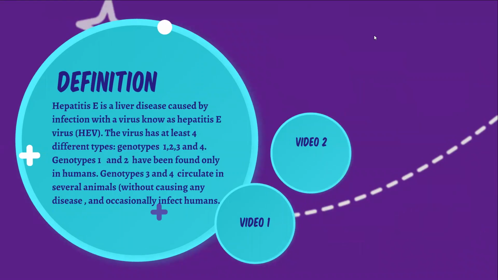Definition: hepatitis C is a liver disease caused by infection with a virus known as hepatitis C virus. The virus has at least 4 different types: genotypes 1, 2, 3, and 4. Genotypes 1 and 2 have been found only in humans, and genotypes 3 and 4 circulate in several animals without causing any disease and occasionally infect humans.